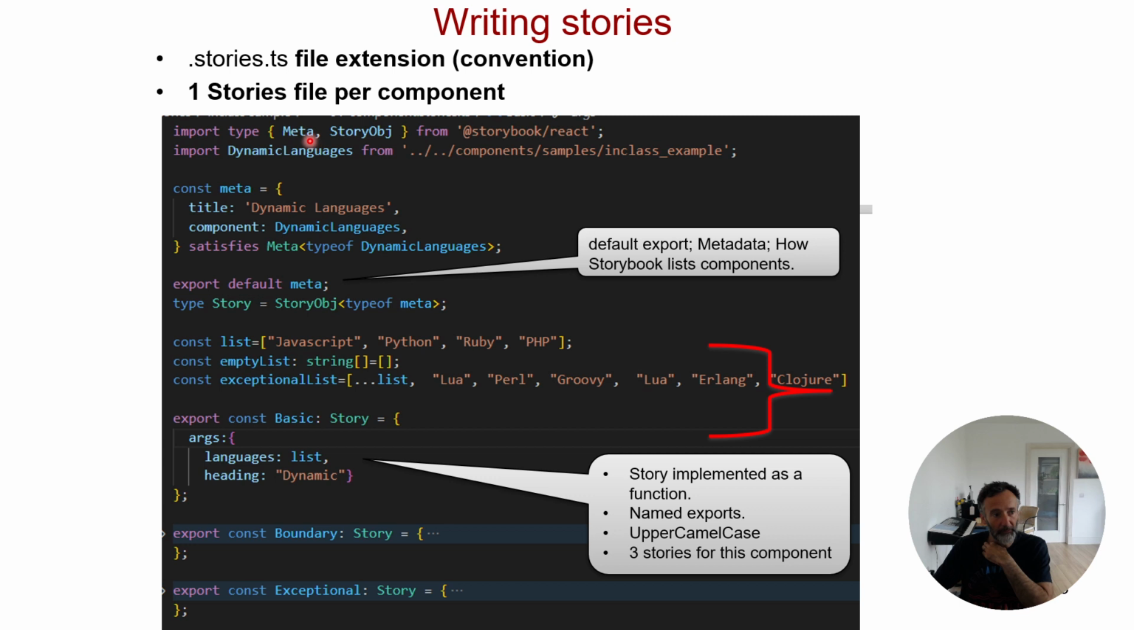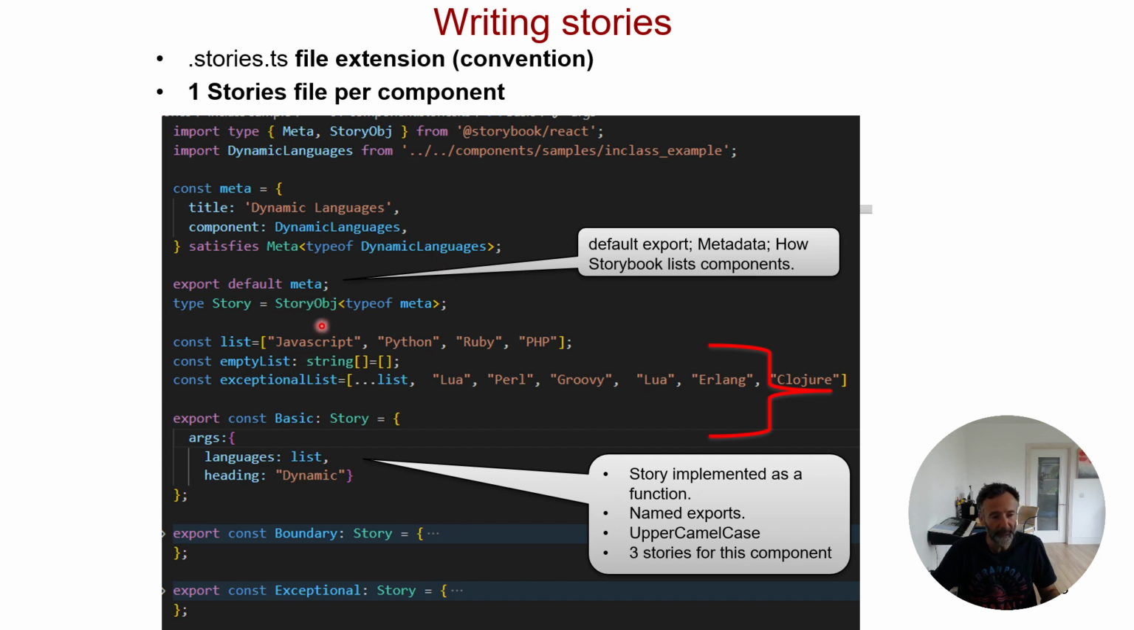I'm importing meta and a story object here from the storybook library, okay, React library. And the meta type, this type annotation, this type of dynamic languages, it specifies that meta should conform to a meta type. So the meta type is generic, this one here, right? Meaning it can operate on different types of inputs. So hopefully you've covered that with TypeScript already.